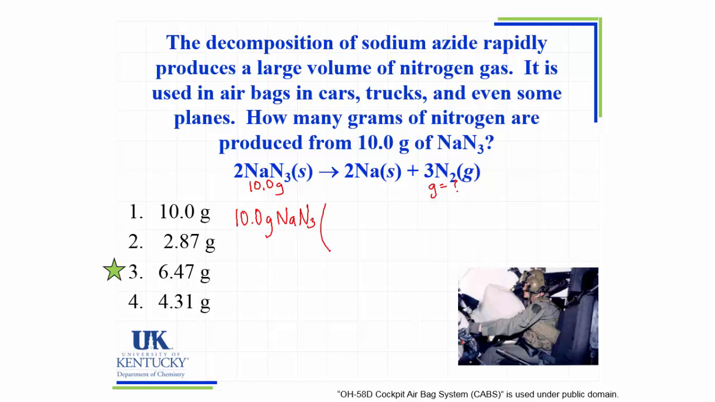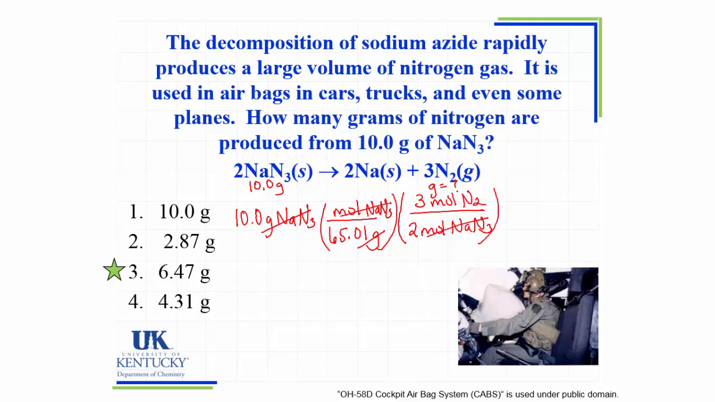We need the molar mass of sodium azide, so we use the values on the periodic table, and that gets us 65.01 grams per mole of NaN3. So now our grams cancels with grams. Now we have moles of sodium azide, and now we need to use our mole-to-mole ratio from our balanced equation. Notice that our coefficient tells us we have 2 moles of sodium azide, and we have 3 moles of nitrogen. So our moles of sodium azide will cancel.